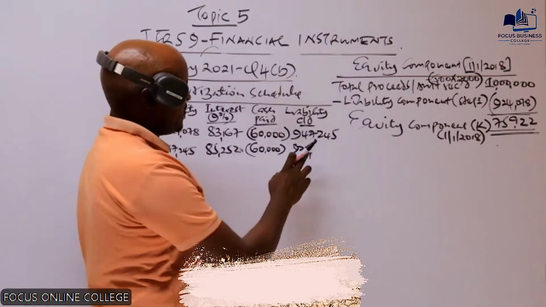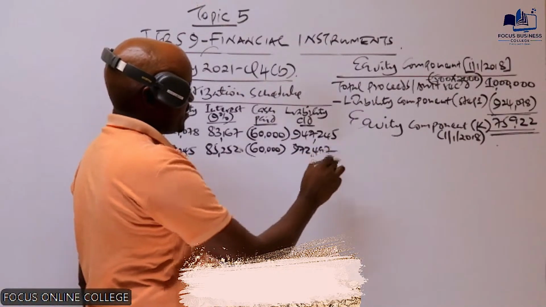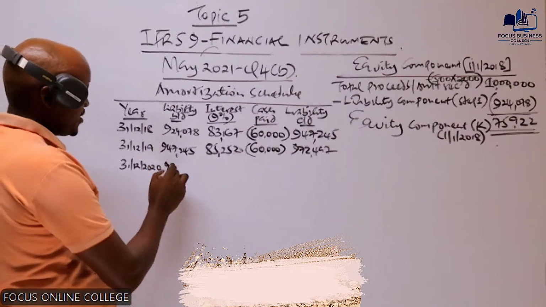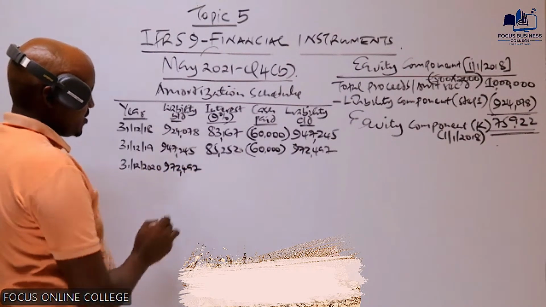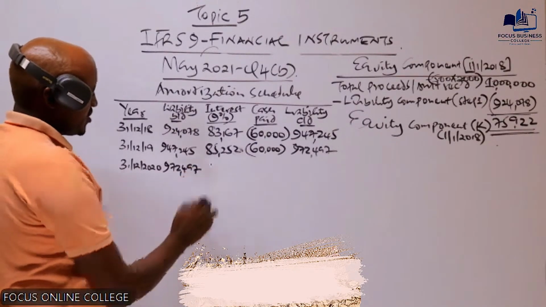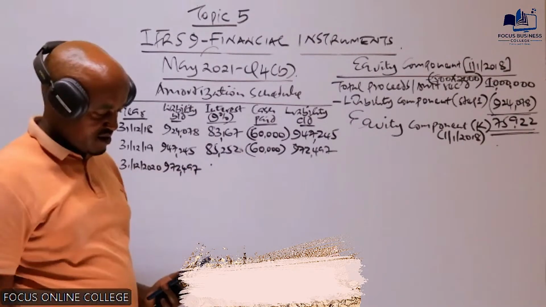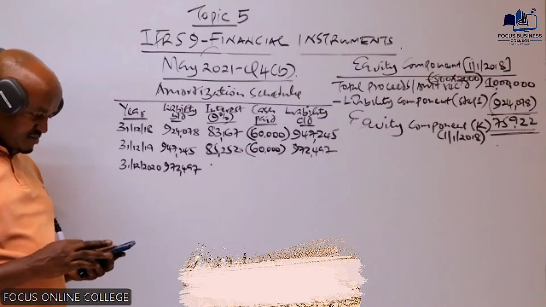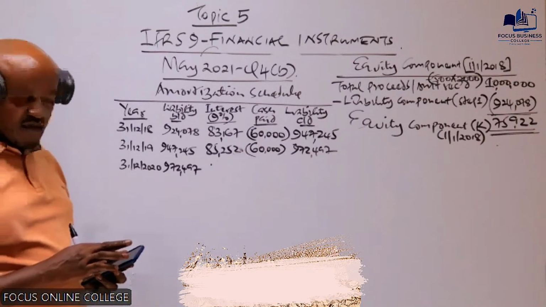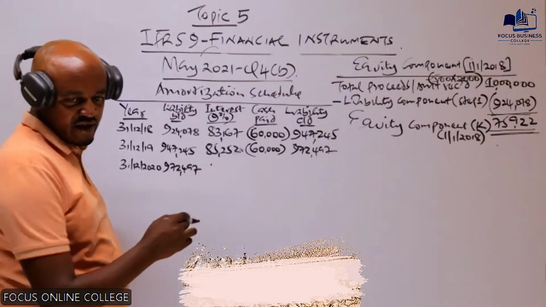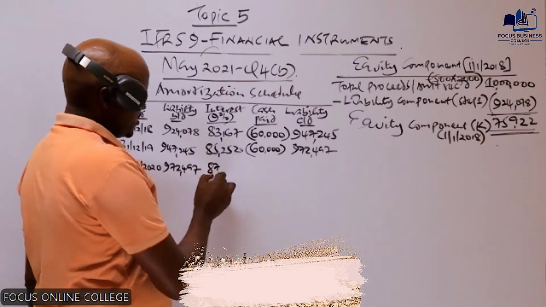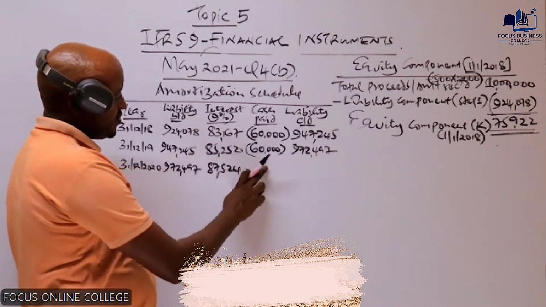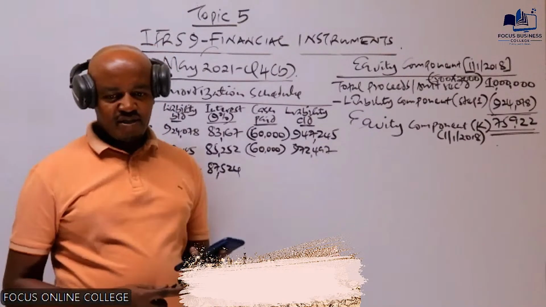972 for 97. That will be the opening balance now here. So the interest, which will be 9% of this, 87, 524. Now, we know at the end of year 3, the company is supposed to redeem them.